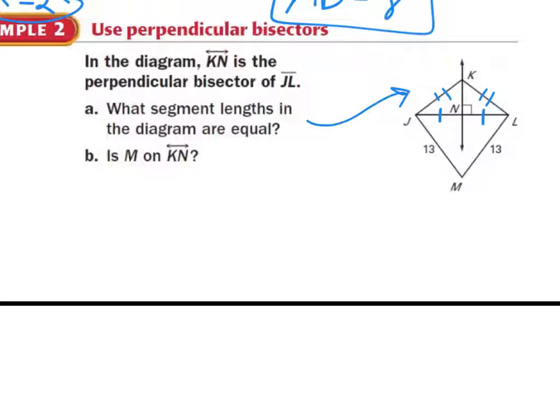Is M on KN? So if you extend KN, will M be on it? Can you please discuss with the person next to you? What do you think and why?